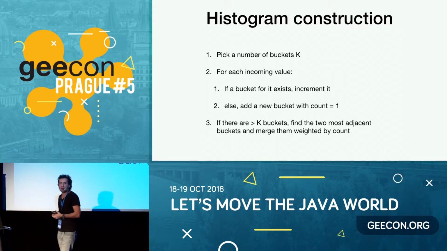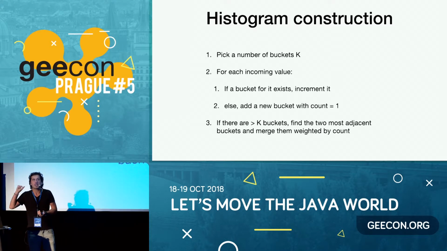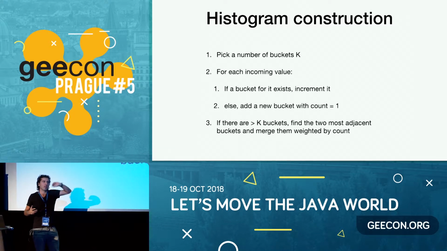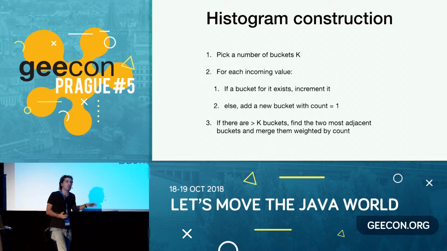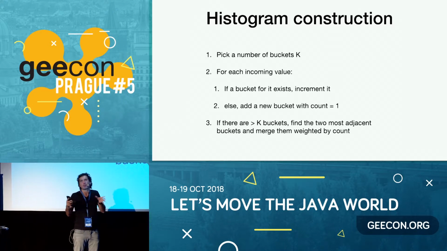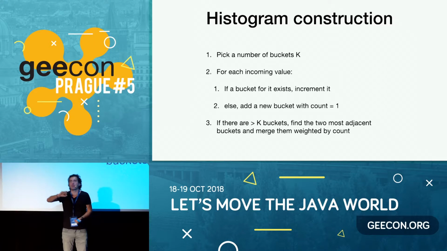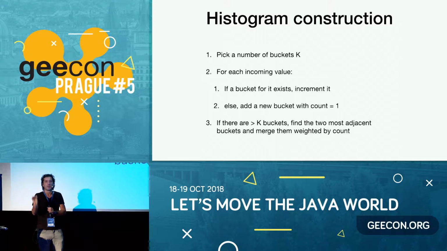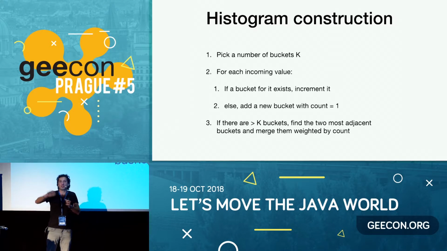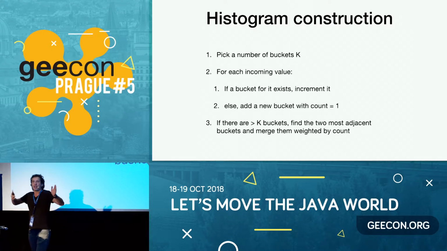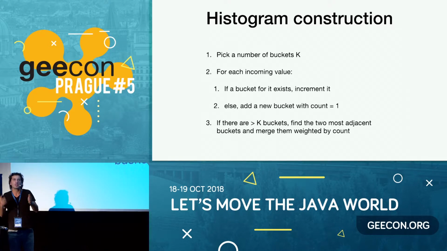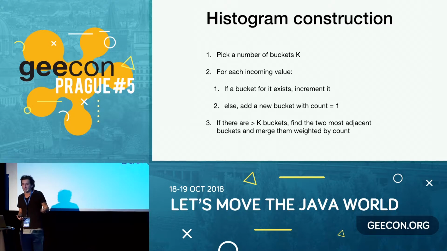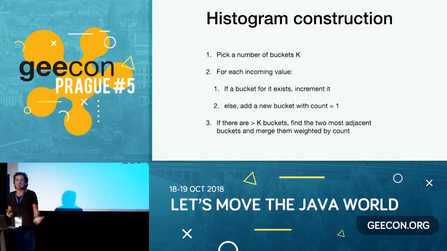Then what happens is, once we go past our k number of buckets and new values are still coming in, we add another bucket. So now we're in a situation where we have k plus 1 buckets, which is something that we don't want. Then we look for the two buckets that are closest together and merge those two, weighted by their counts. So it's not going to be halfway between them if the counts are different; it's going to be tilted more towards the one that has more values. And then we rinse and repeat that.